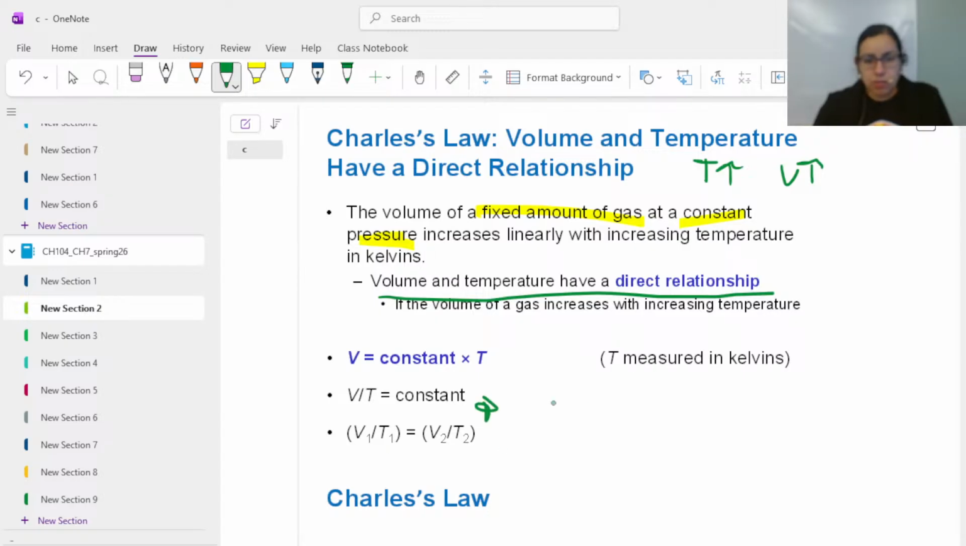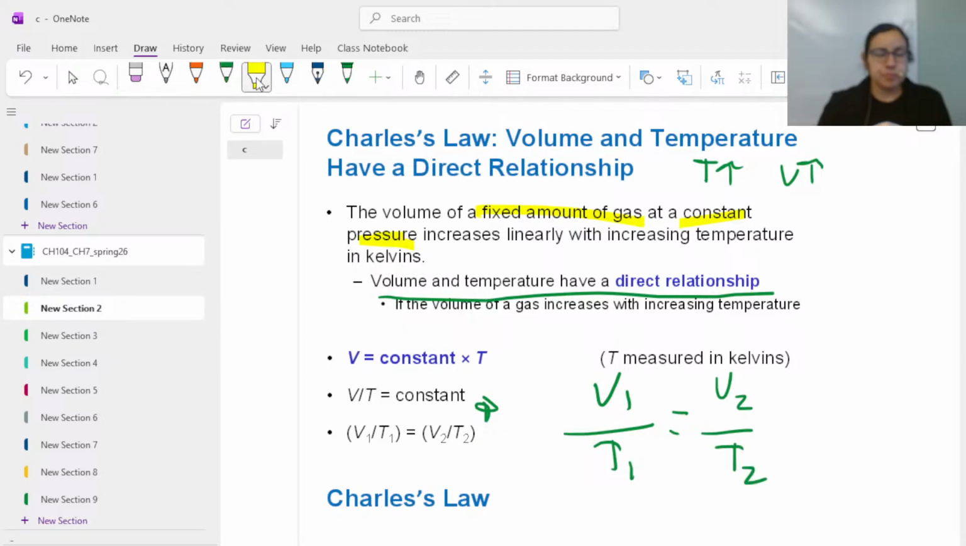And then we get this formula. V1 over T1 is equal to V2 over T2. And again, star, emphasize whatever you need to do. Our temperature must be in Kelvin because we cannot have negative temperatures. Volume could be in different units. That's okay here since we're just looking at a relationship, but we have to be in kelvins for temperature.